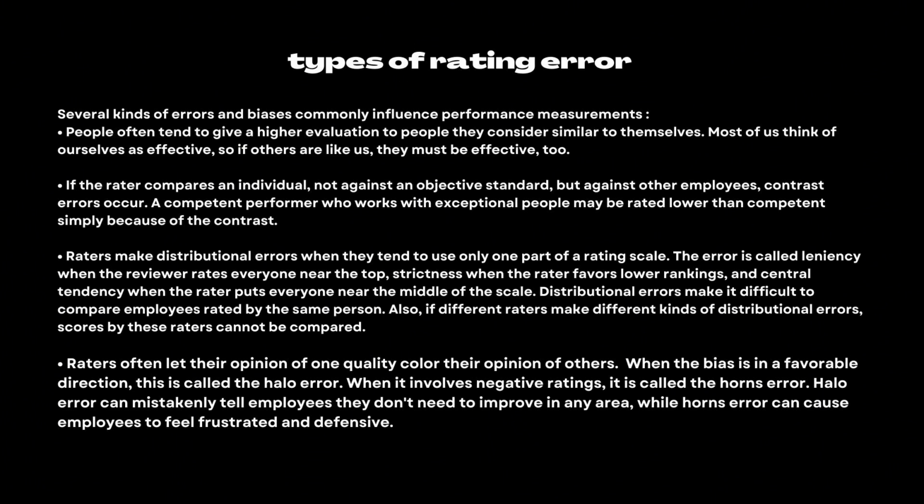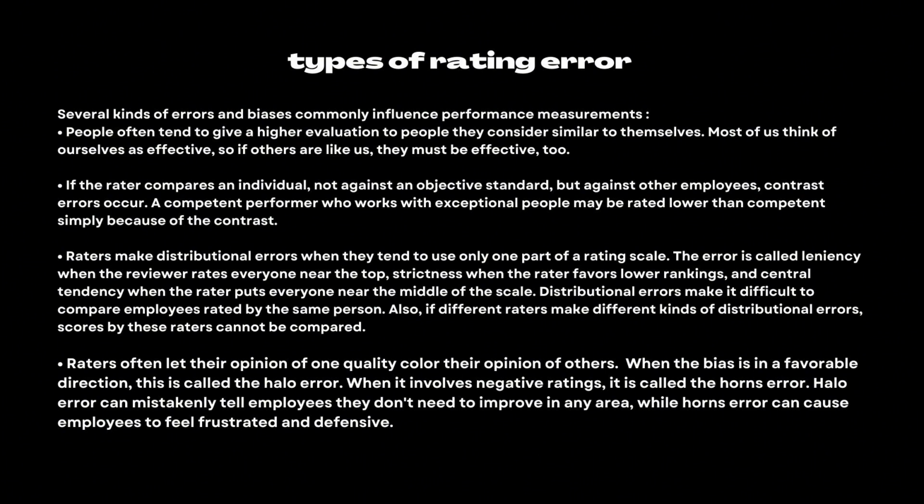Third, raters make distributional errors when they tend to use only one part of the rating scale. The error is called leniency when the reviewer rates everyone near the top, strictness when the rater favors lower rankings, and central tendency when the rater puts everyone near the middle of the scale. Distributional errors make it difficult to compare employees rated by the same person. Also, if different raters make different kinds of distributional errors, scores by these raters cannot be compared.